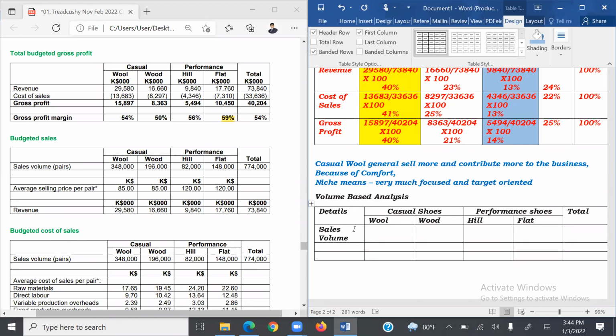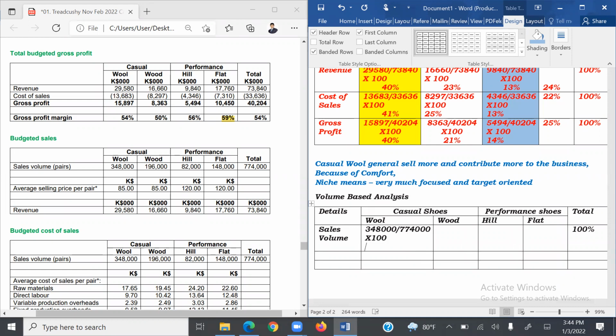If you see, let's assume here the total volume based contribution is 100%. So how do we calculate it for wool? It's very simple. 348,000 divided by the total, that is 774,000, multiplied by 100%. Children, can you please tell me what is the effective range of contribution in volume by this pair of shoe, which is wool?